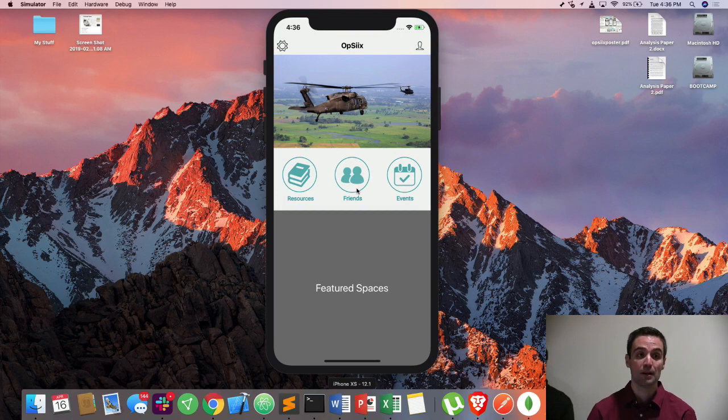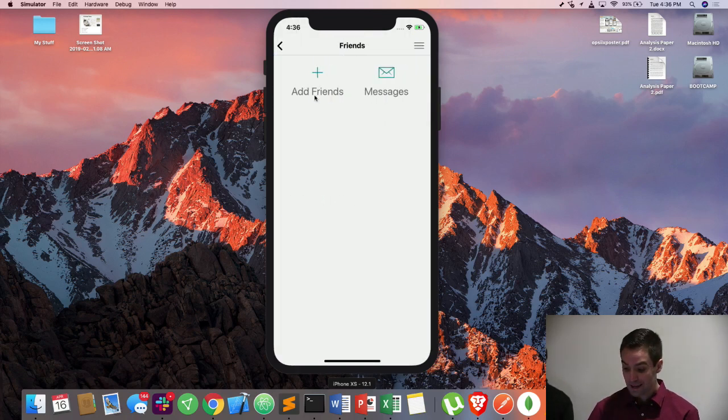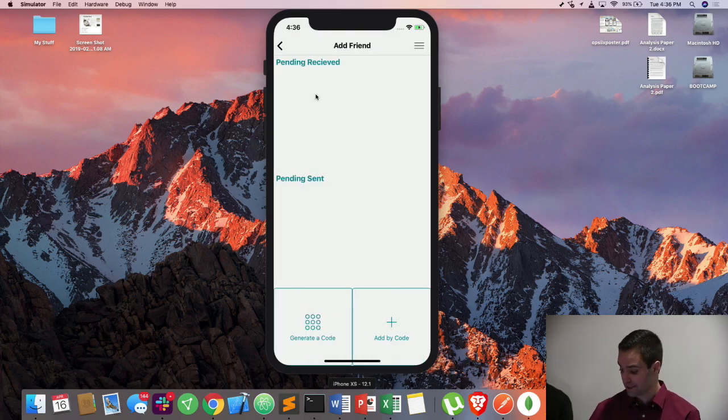Next, we move into Friends. So Friends has a decent amount of security with adding other people. These are veterans. A lot of them are very, very oriented about security and anonymity. So the way we add friends in Op6 is a little bit different than you would on a Facebook or a Twitter or any application and the like.